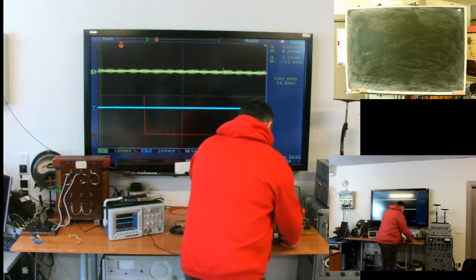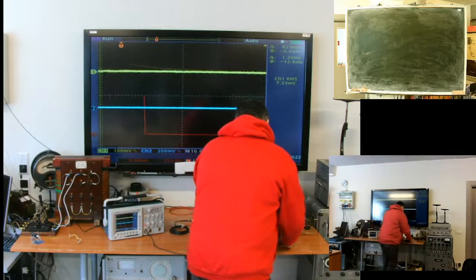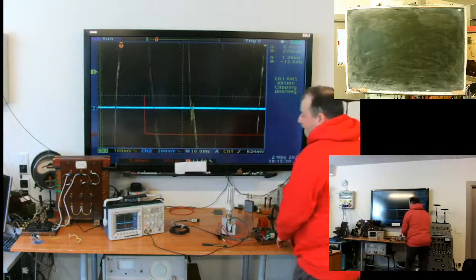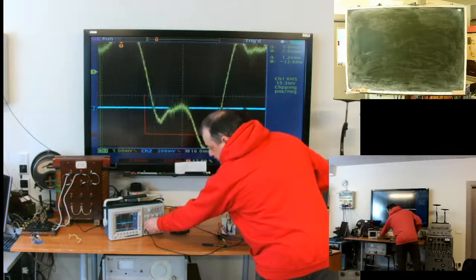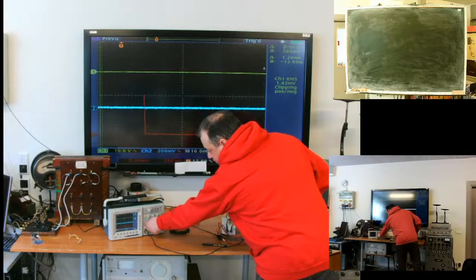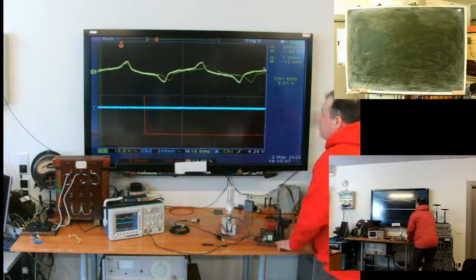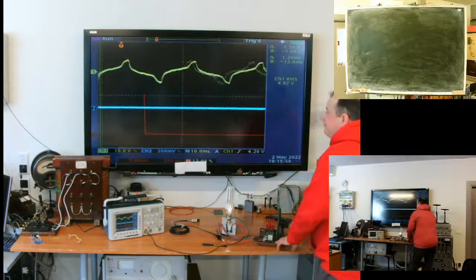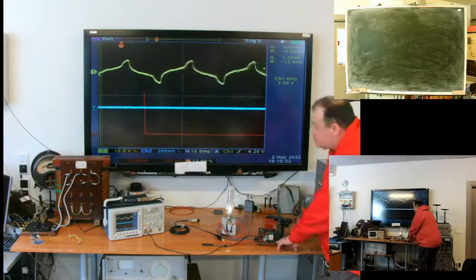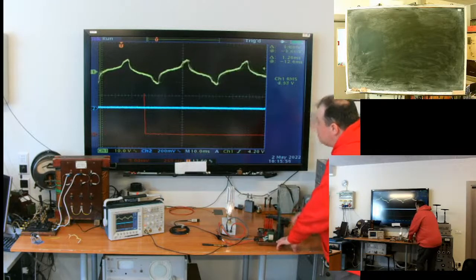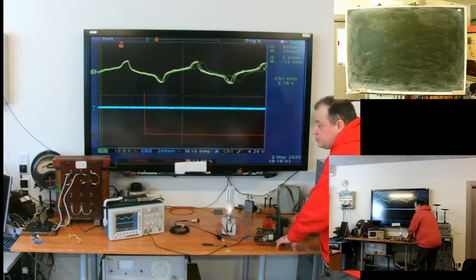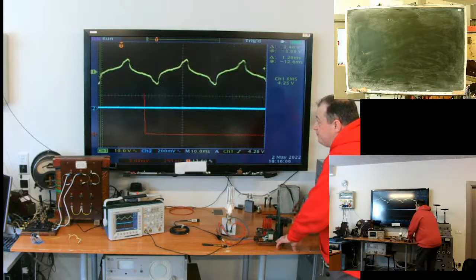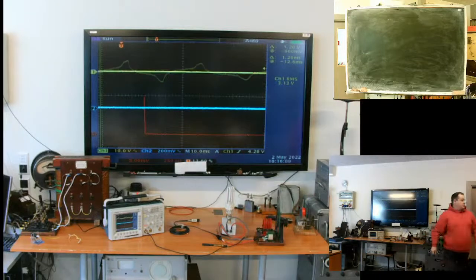But what will the scope show us? Here it is. Look at the voltage. It's a problem of small generators. They do not produce a sine-like voltage, what it should be.